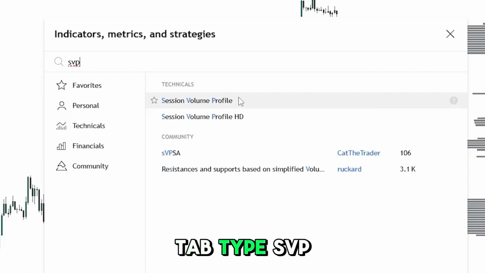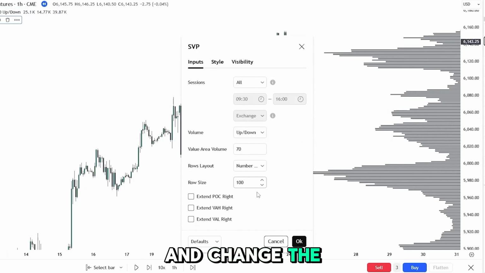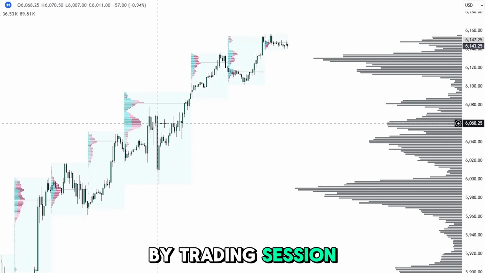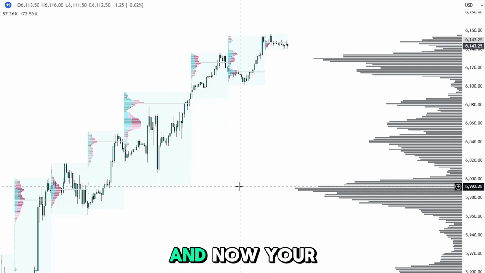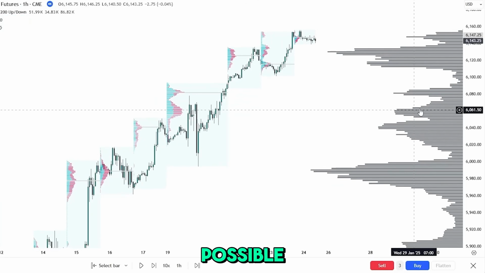In the Indicators tab, type SVP, and you're going to click the first one. Then you're going to go into Settings and change the row size from 24 to 100. SVP is the Session Volume Profile, which shows us the volume profile by trading session, which is usually once a day. And now your setup should look something like this. We have a very precise view of where the volume is located based on the price level. This is what we'll use to draw our levels as precisely as possible.